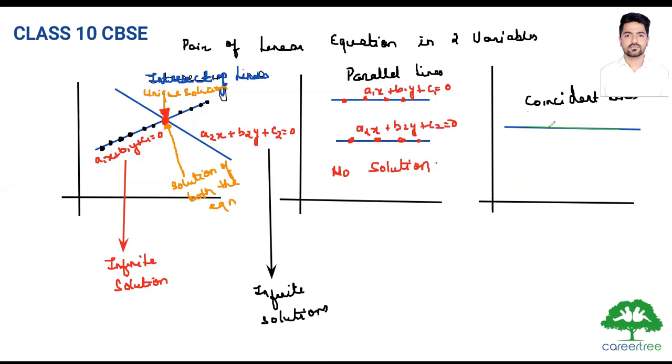If coincident lines, you see this point is also satisfying both the lines, this point is also satisfying both the lines, this point, this point, this point. So all the points are satisfying both the lines, correct? So how many solutions will we have here? Infinitely many solutions. Why? Because since one line is on top of another, whatever points are there, they are lying on both the lines. There are infinite possible points on both the lines. So they have infinitely many solutions.